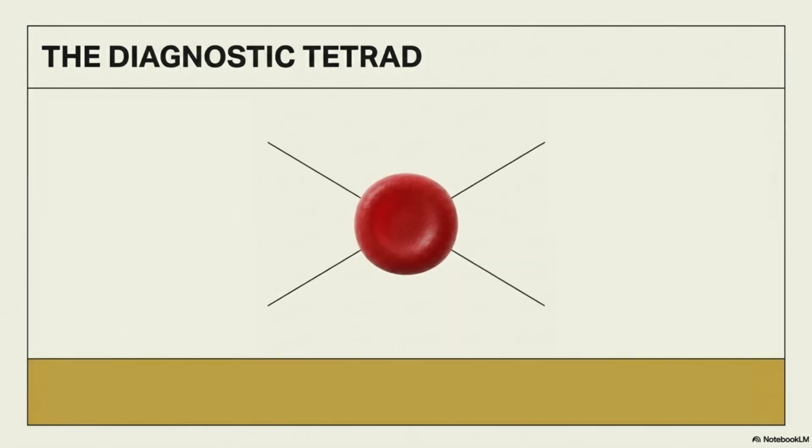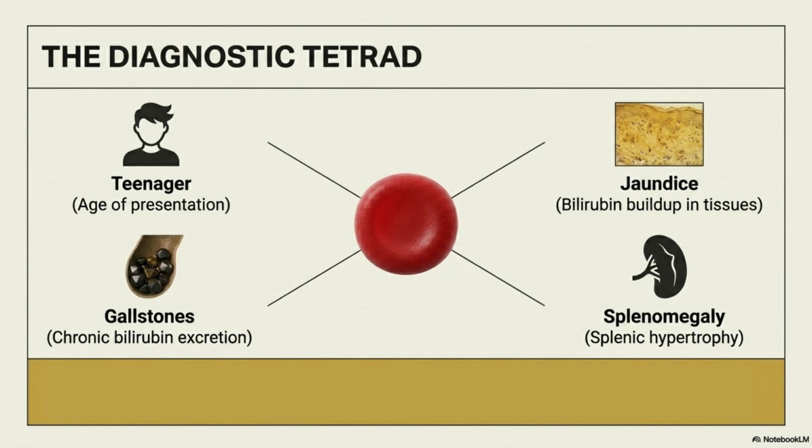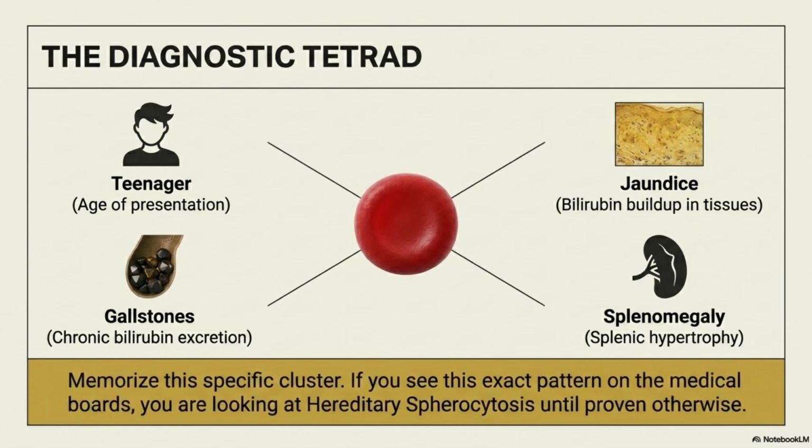This brings us to the diagnostic tetrad. The tetrad consists of a teenager as the age of presentation, jaundice from bilirubin buildup in tissues, gallstones from chronic bilirubin excretion, and splenomegaly from splenic hypertrophy. You must memorize this specific cluster. If you see this exact pattern on the medical exam, you are looking at hereditary spherocytosis until proven otherwise.